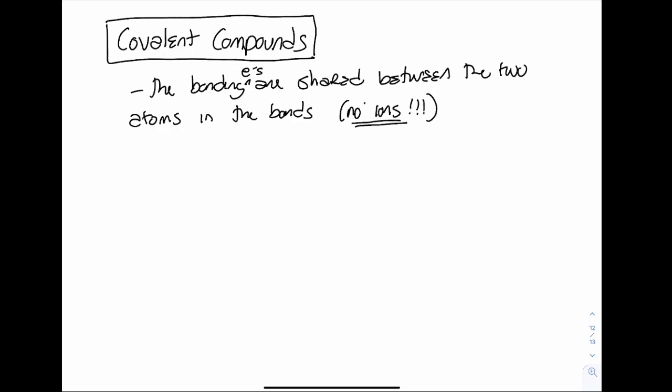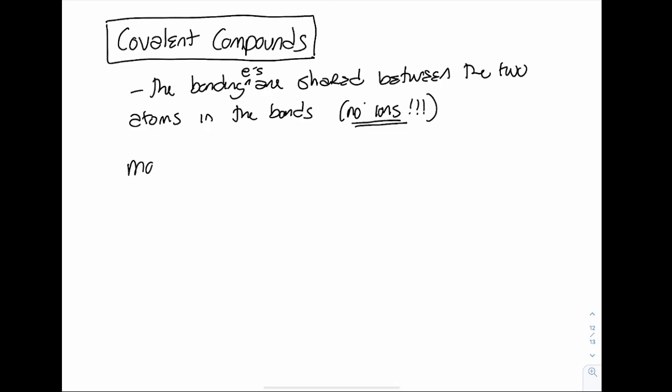So when we name these ones, we're actually going to use Greek prefixes that go in front of the number of each type of atom I have. So be careful. When we use the Roman numerals for our variable charged metals, that told us the charge on the atom. When we're naming covalent compounds, we're actually going to use a prefix that tells us the number, not the charge, because again, they're not charged. No ions at all. We're sharing electrons.